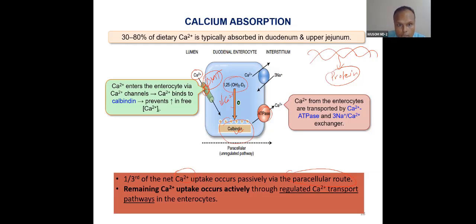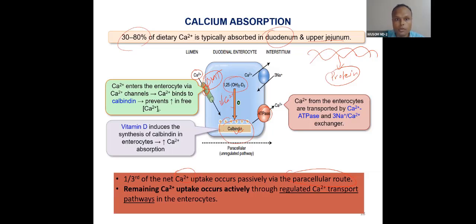And this is actually a type of secondary absorption. This cal binding will create a vacuum, and this ATPase will also create a vacuum. That is why this calcium will be absorbed here. So this is calcium absorption that happens mainly in the duodenum and upper part of the jejunum. 30 to 80% of dietary calcium is typically absorbed in the duodenum and then upper jejunum. So vitamin D induces and produces cal binding protein.